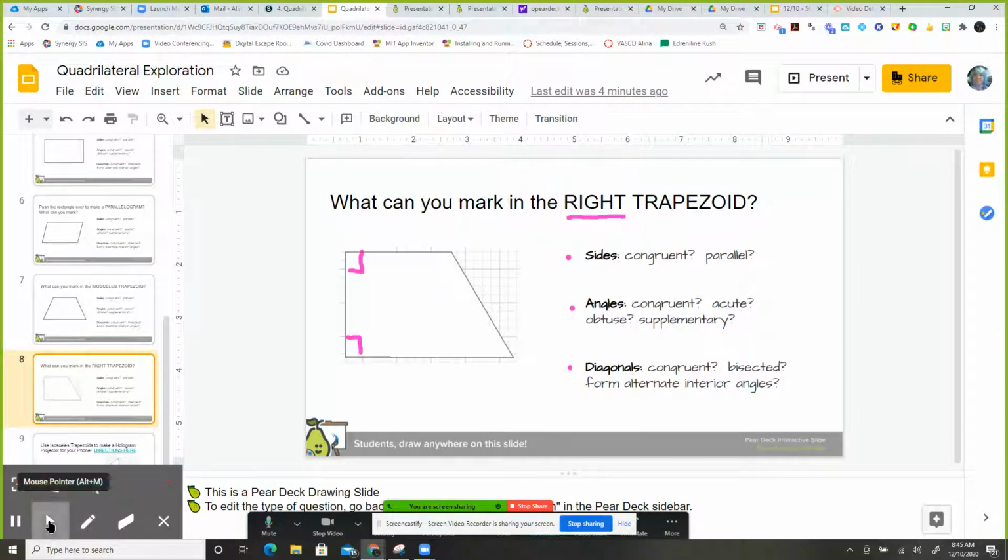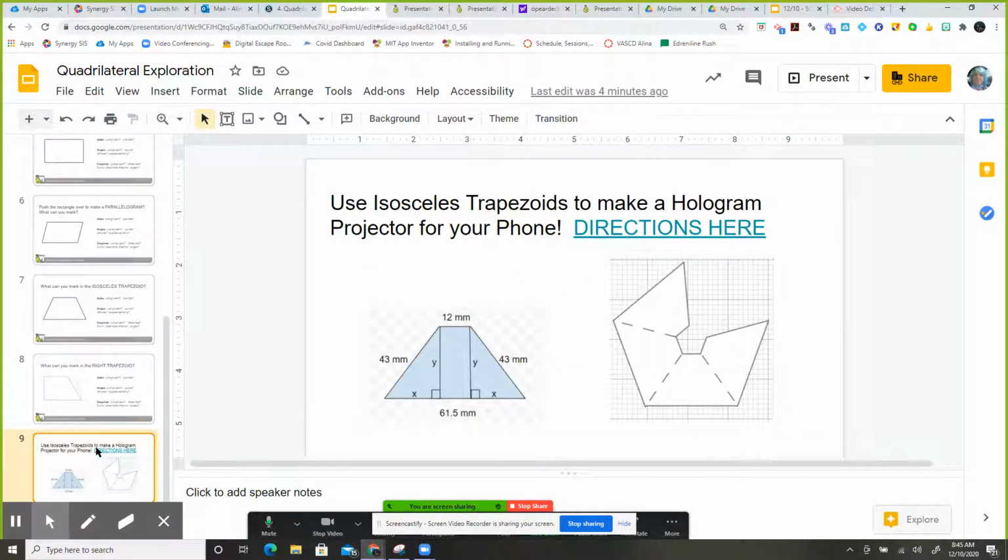What I'm trying to rush to is this last slide. So the last slide is, I think, the most fun thing to do because it's so cool. If you haven't opened this yet, this is your hologram, okay? So what you're going to try to do is use your protractor, a ruler, or whatever, and on some paper, you're going to draw this trapezoid, okay? You want it to be about 12 millimeters. That's 1.2 centimeters or about an inch. And then 61.5 millimeters across the bottom, and then about 43 on the side. You're going to try to draw that on a piece of paper.